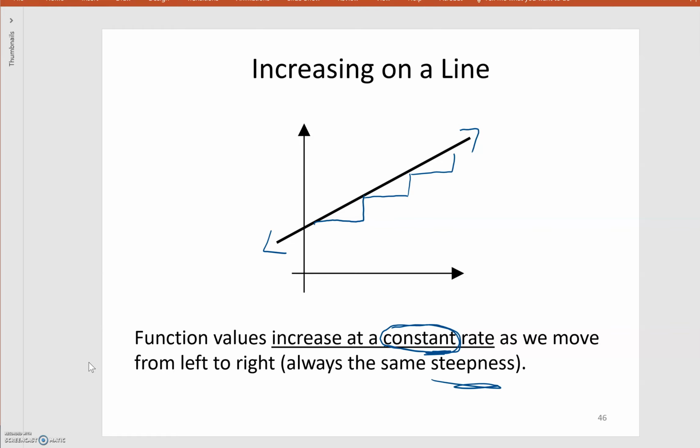Now, just to give you a quick idea of a picture whose steepness is not constant, let's look at that. So this is not constant steepness.